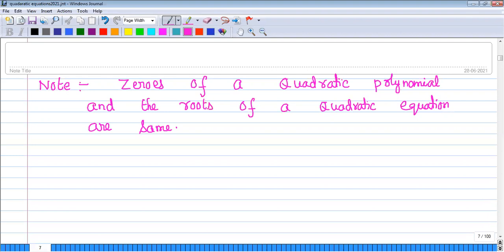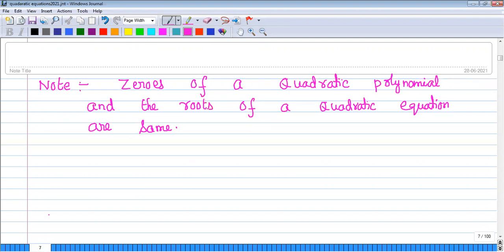Justify your answer. Is it correct or not? This type of question may be asked in the examination also. At that time, you take examples. Same example, you take it. One for the quadratic polynomial or quadratic expression, and one for the quadratic equation. You need to show that the zeros of the quadratic expression and the roots of the quadratic equation are the same. Right. So this is the basic concept of quadratic expression as well as the quadratic equations we have discussed, even zeros as well as the roots of a quadratic equation.